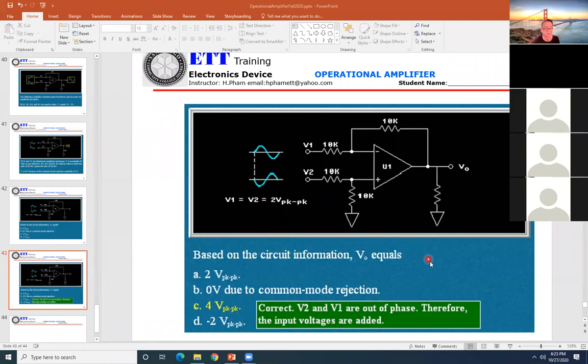Doesn't the circuit work as a comparator? Now we're not comparing. That is a difference amplifier.